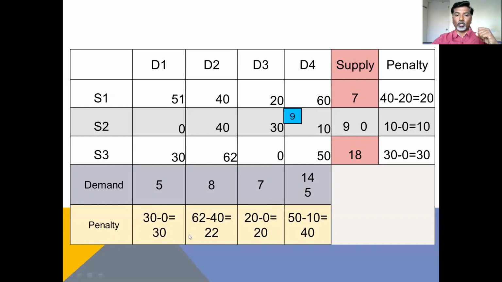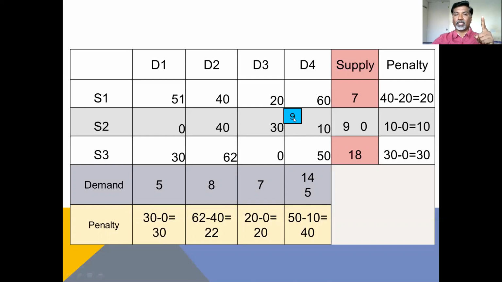When you scan all the penalty values, we have to identify the maximum penalty value. The maximum penalty value is 40, which is the penalty value for this particular column. In this column, we have to identify the minimum cost, and the minimum cost is 10. So we have to allocate values to this cell. For this cell, the supply is 9 units and the demand is 14 units. The minimum is 9, so I allocate all 9 units here.